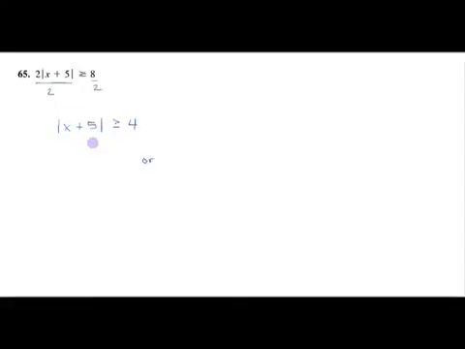For this expression to be more than 4 away from 0, I have to have x plus 5 is greater than or equal to 4, or x plus 5 is less than or equal to negative 4. So things that are to the right of 4 or to the left of negative 4 are going to be more than 4 away in distance.